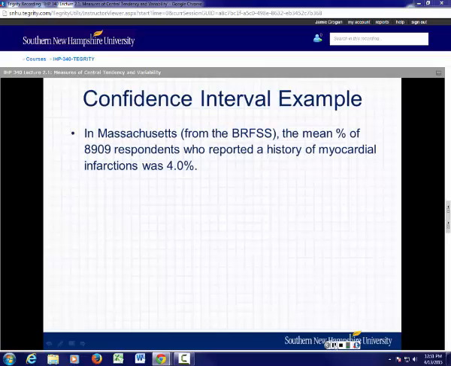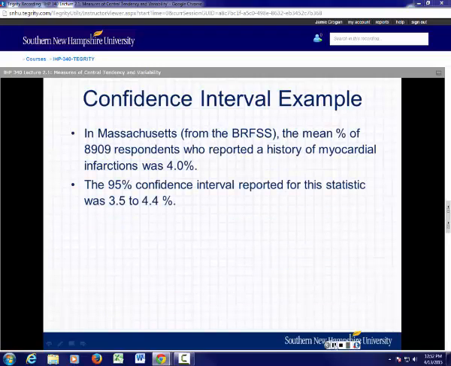Now, if this sample was a perfectly randomly selected sample and they perfectly represented the population, well, we would say then in the state of Massachusetts, about 4% of people have had a heart attack. But we're not always sure if the sample actually represents the population. So this is where the confidence interval comes in. We can take this information from the sample and calculate an interval within which the population's value for myocardial infarction rate would likely fall. And in the study they actually did this, and they got a confidence interval that ranged from 3.5 to 4.4%. This was the 95% confidence interval that was reported.